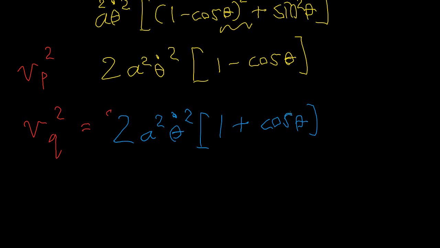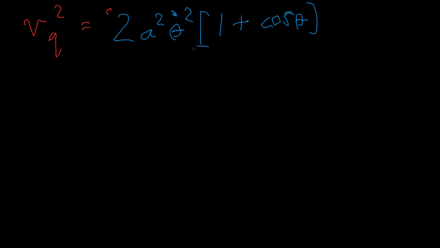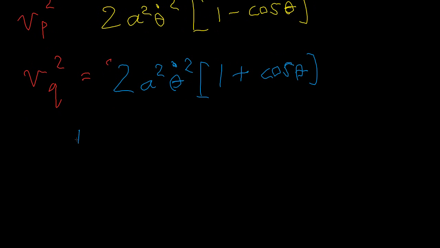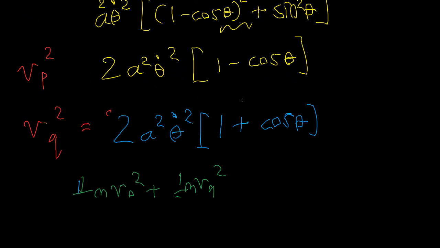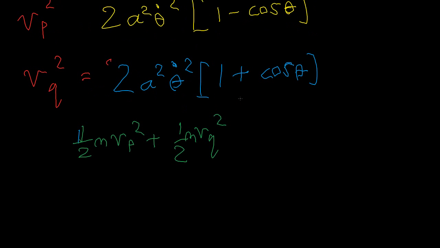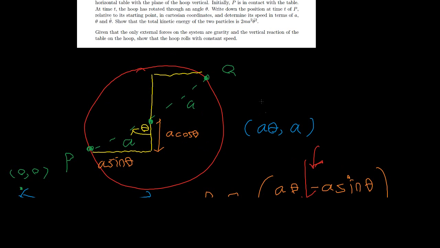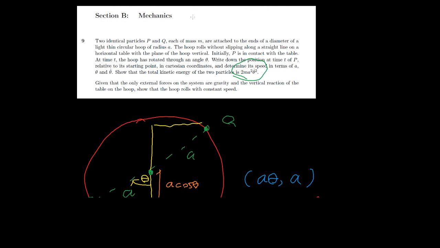Then we know the total kinetic energy of the system is going to be a half m v_P squared plus a half m v_Q squared. And we can see that the cos θ is going to cancel out, and we're just going to get exactly what we want. We're going to get this result up here, that the kinetic energy of the two particles is 2ma²θ̇².